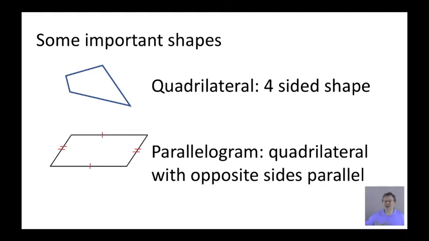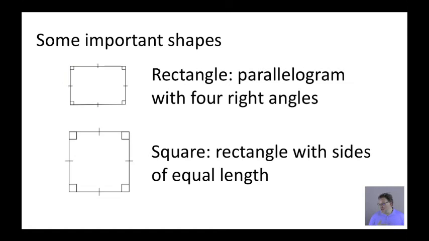Some other important shapes to keep in mind. A rectangle is simply defined as a parallelogram with 4 right angles. So a rectangle is a parallelogram. It meets the definition of a parallelogram in that its opposite sides are parallel to one another and its opposite sides are equal to one another. But the rectangle has an additional qualification added to it, namely that all 4 of its angles are right angles.